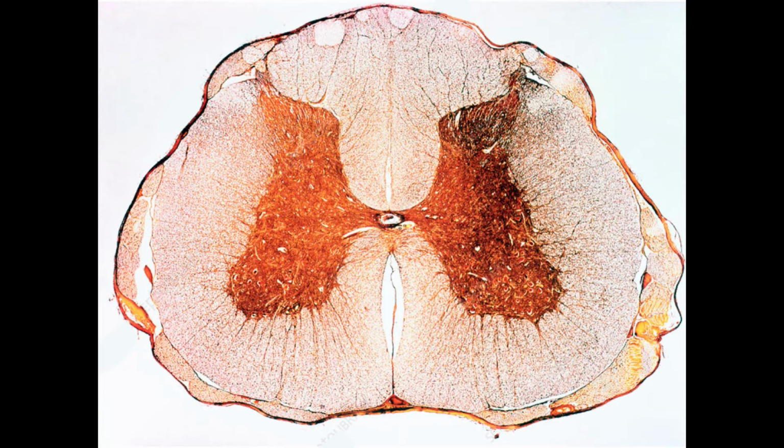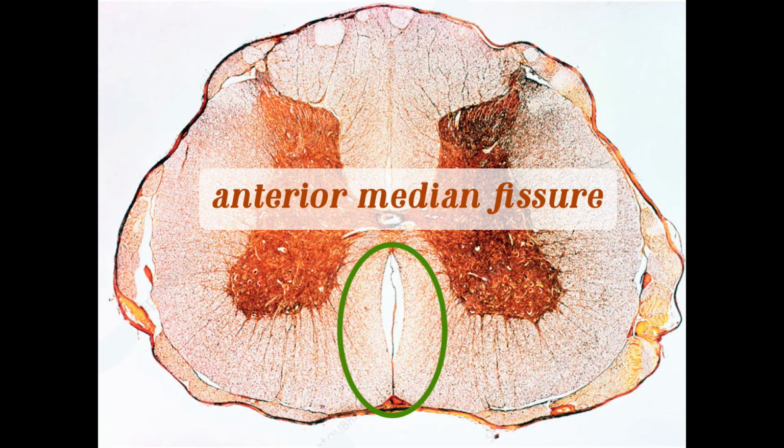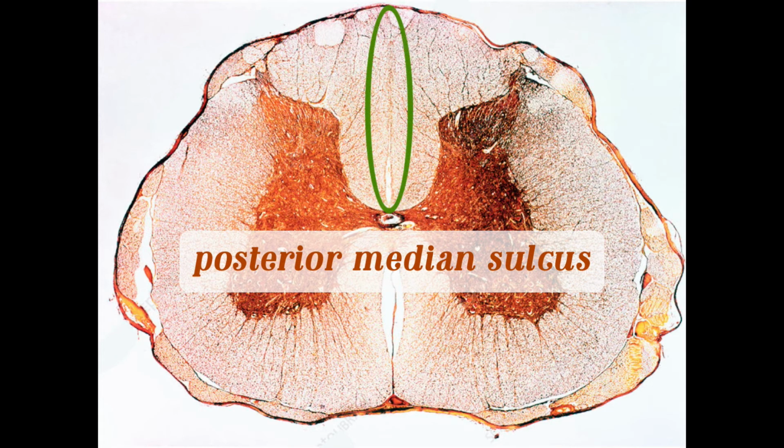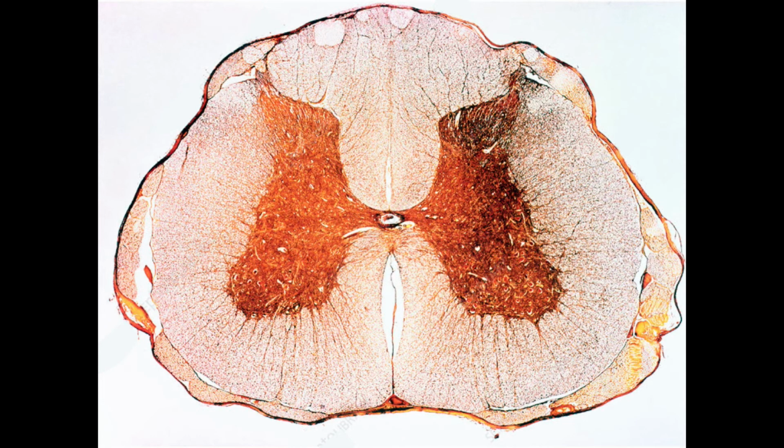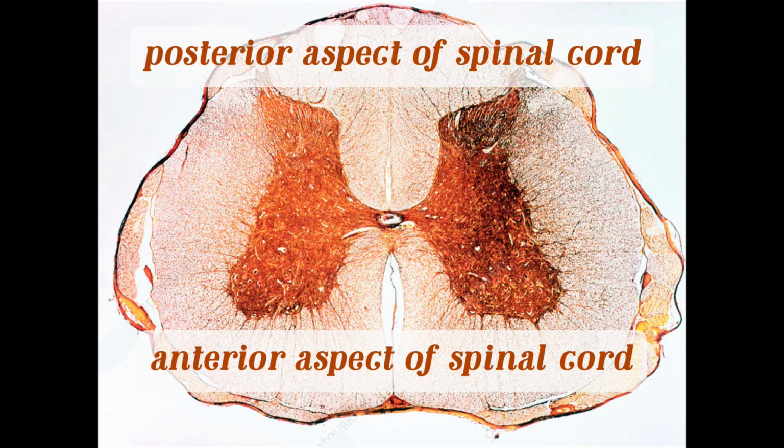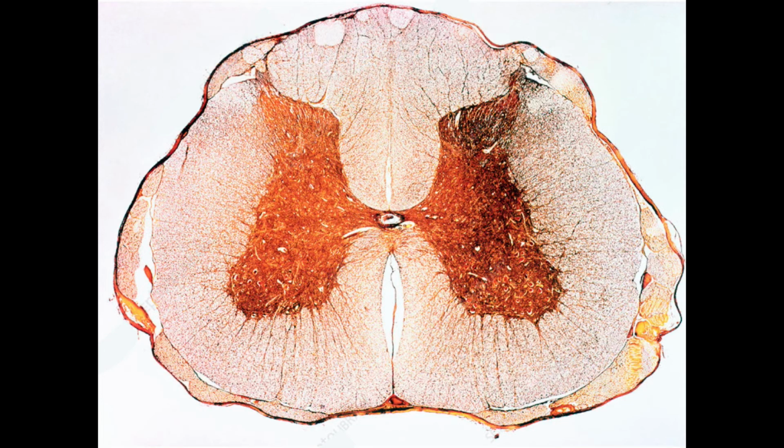If you look at the bottom part there, you have what's called the anterior median fissure. And then on the posterior side, you have the posterior median sulcus. Remember that the fissure is going to be the bigger, wider opening, whereas the sulcus is just the smaller inside cut there. So that's how you know which side is anterior and which side is posterior: anterior median fissure, and the posterior median sulcus.